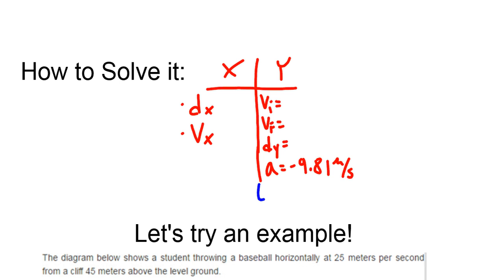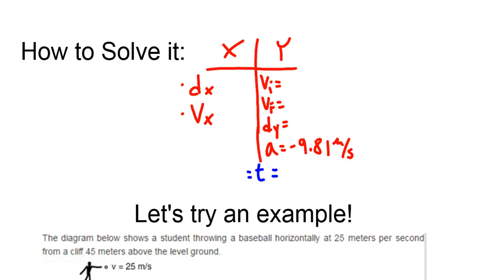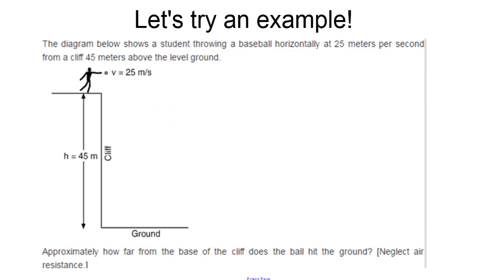Finally, I put time in the bottom with an equal sign for both, because our goal in all projectile motion problems is always to solve for time, because time is the one thing that connects the x and the y together, that unites them. And our goal is always to solve for the time one way and then use it somewhere else. So let's go ahead and try an example problem.